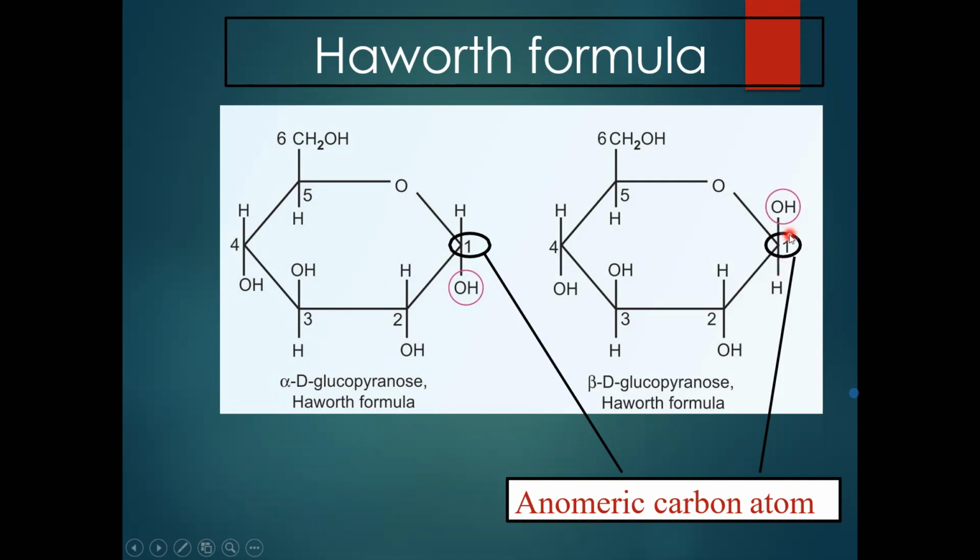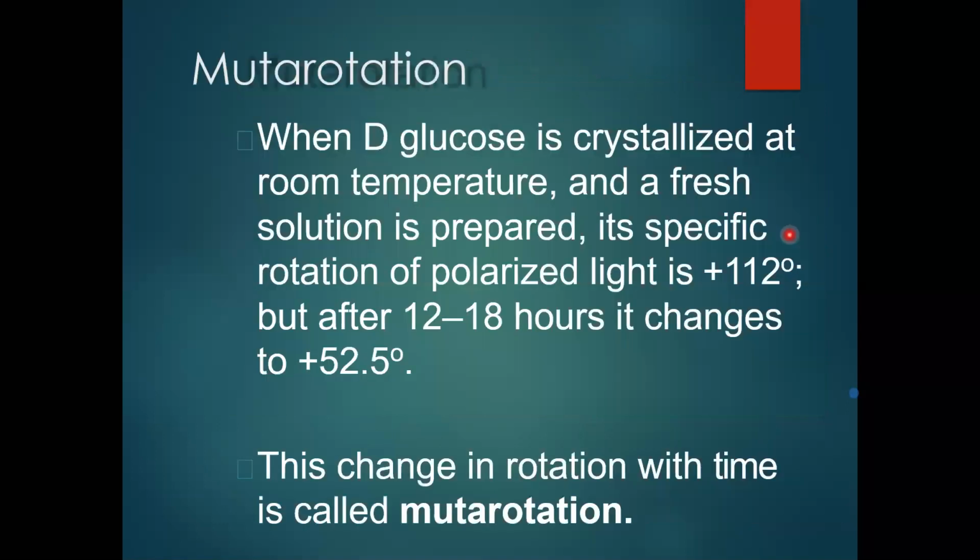The beta form of the glucopyranose ring is more stable than the alpha form. This is due to the presence of 1,3 diaxial interactions, which take place in the case of the alpha form, a kind of steric hindrance. So the beta form is preferred.